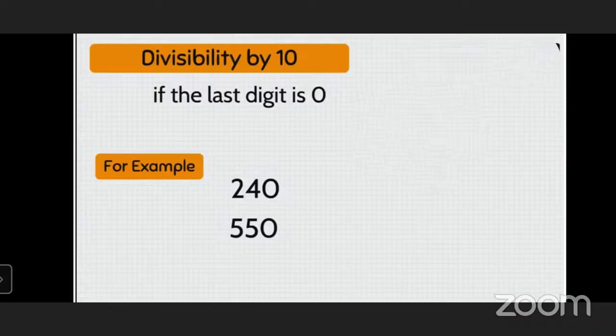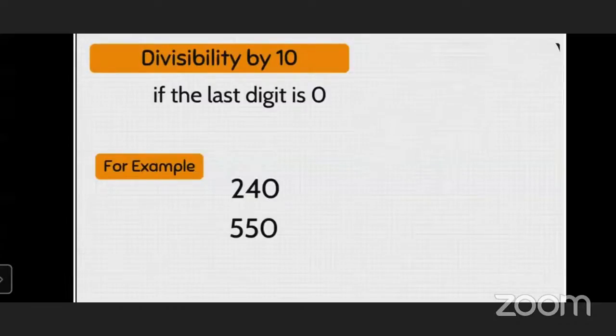Now tell me, is the number 240 divisible by 5 or not? Yes, 240 is divisible by 5. Is it divisible by 10? Yes. Divisible by 3? No, sir. Divisible by 2? Yes, sir. Very good. So 240 is divisible by 2, by 5, and by 10.